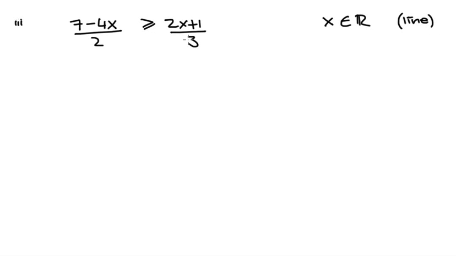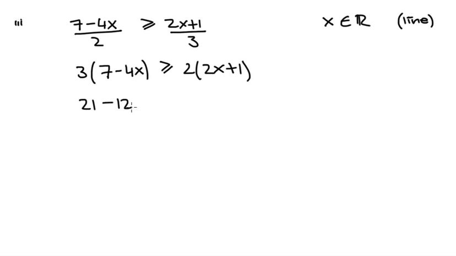Okay, so because I have single fractions on both sides, I can cross multiply to get rid of my 2 and my 3. So I'm going to multiply the left by 3 and the right by 2. When I simplify, I get 21 minus 12x greater than or equal to 4x plus 2.